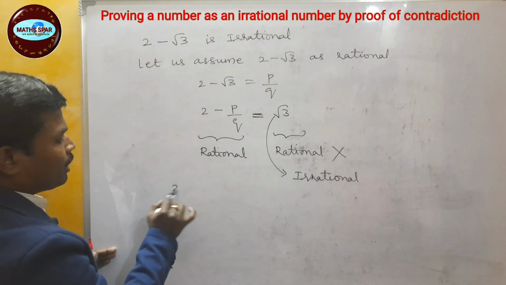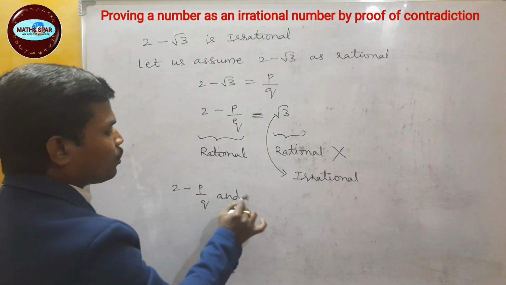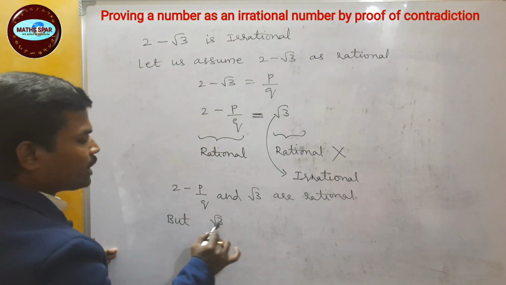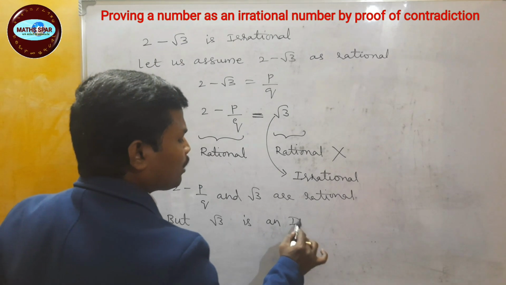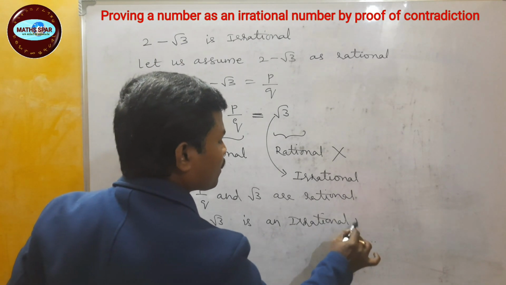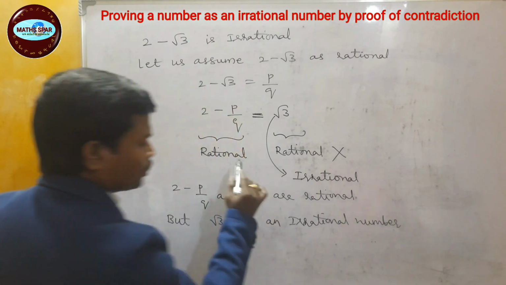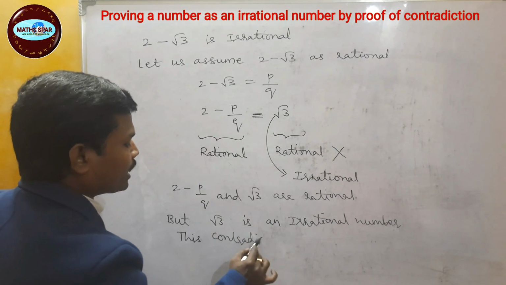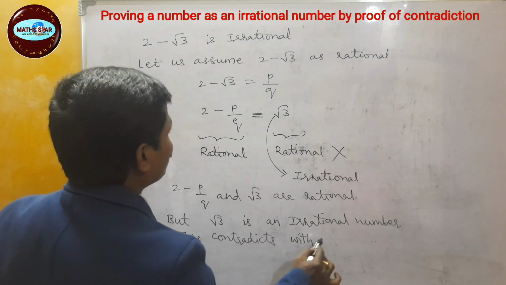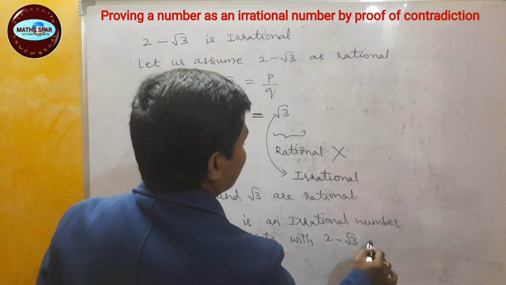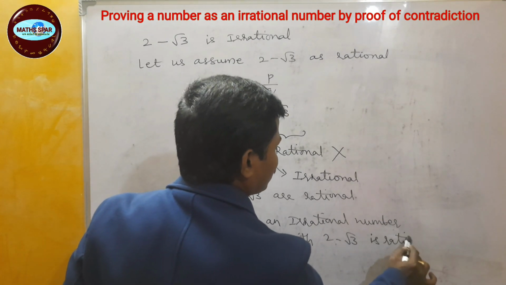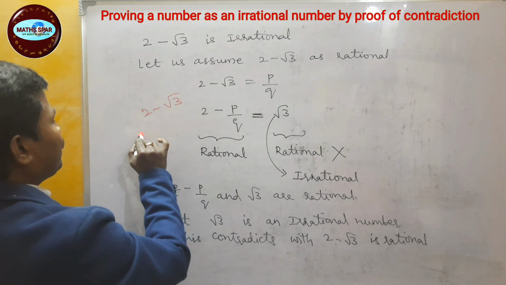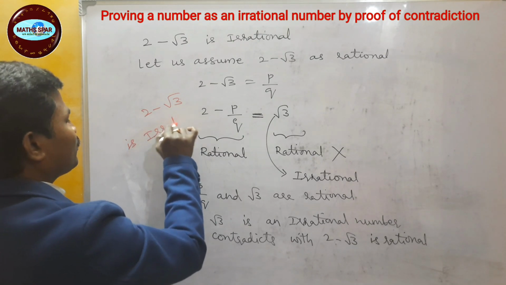So according to the given one, 2 minus p by q and root 3 are rationals, but root 3 is an irrational number. So we write that this contradicts with 2 minus root 3 is rational. So we write 2 minus root 3 is irrational.